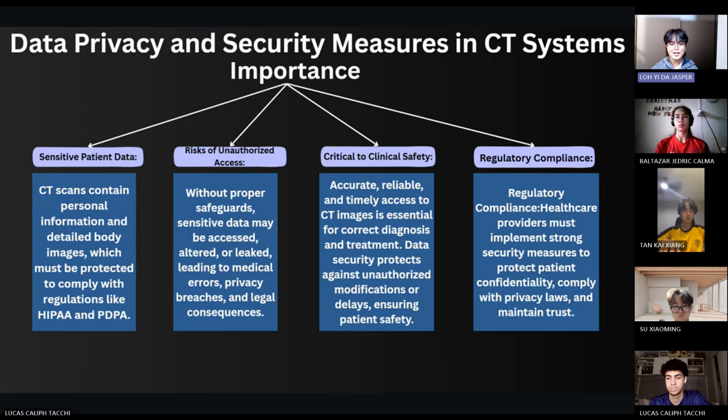In any case that imaging data is accessed, altered, or lost without authorization, it may lead to misdiagnosis, incorrect treatment, and serious legal, financial, and reputational consequences for healthcare providers. These risks are significant for CT imaging as it relies heavily on digital storage and frequent data sharing between CT scanners, PACS servers, radiologists, and clinicians.